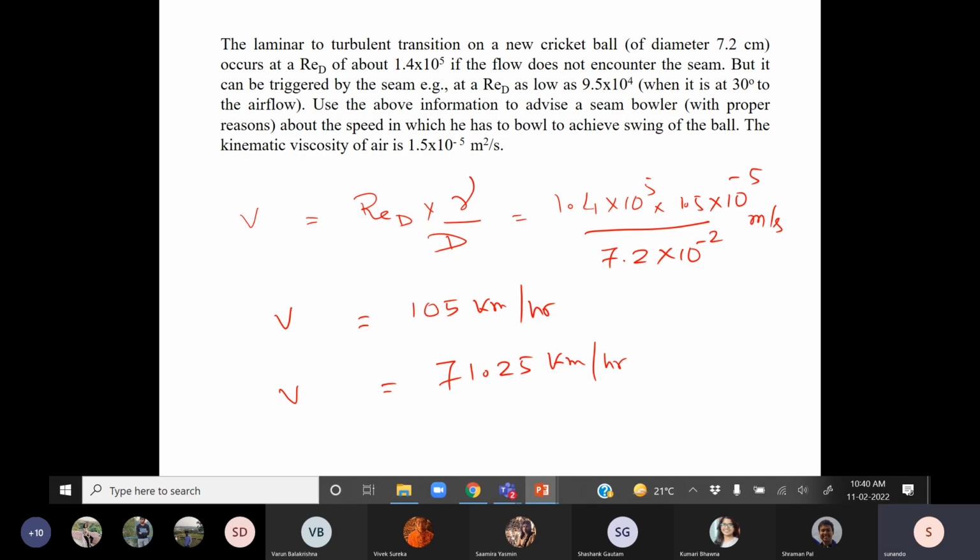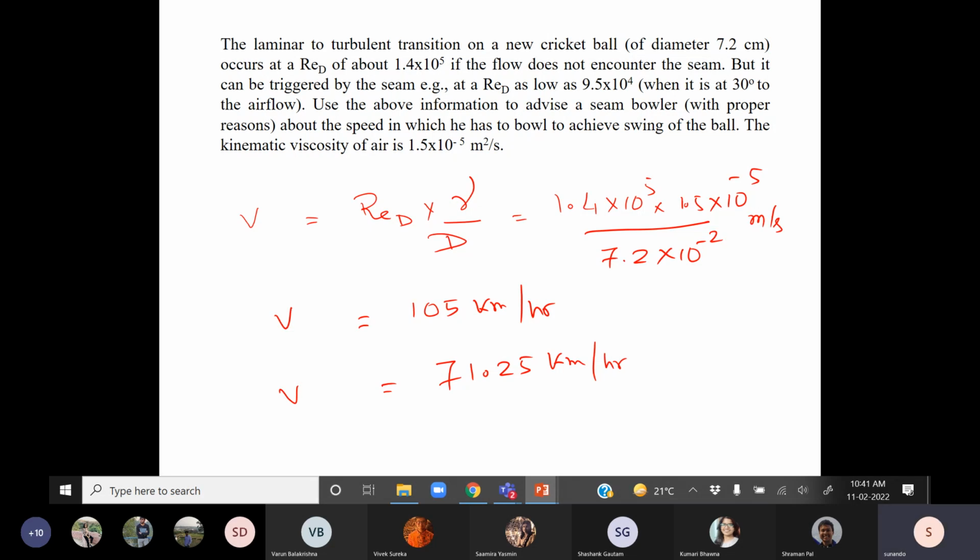And what can you say about this 71 kilometer per hour? So for 71, it may be laminar on both sides. Then also the swing will not happen. Exactly. So if the velocity is less than 71 kilometer per hour, then whether you encounter the seam or not, it's going to be laminar all the time. So if it is laminar on both sides, it doesn't move.